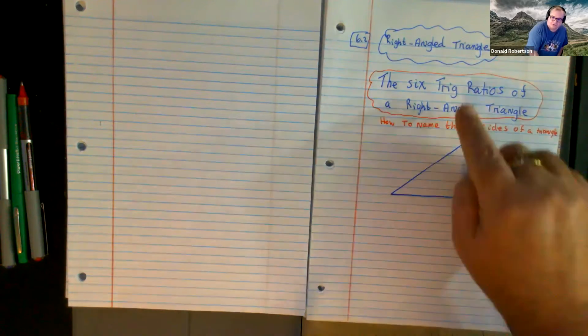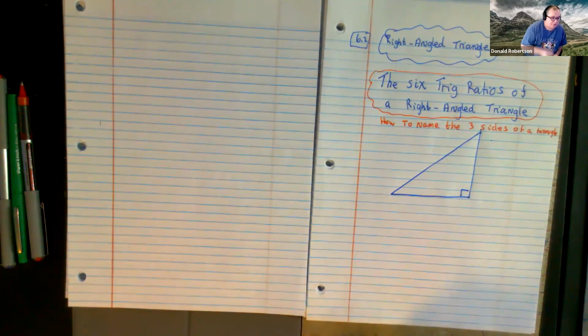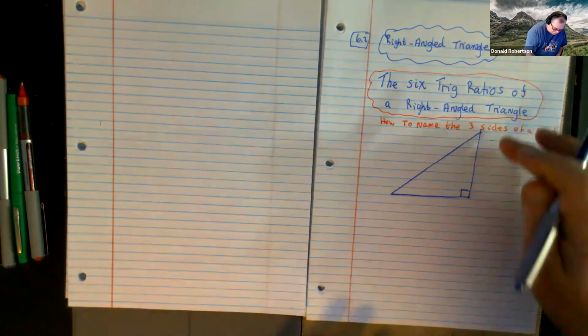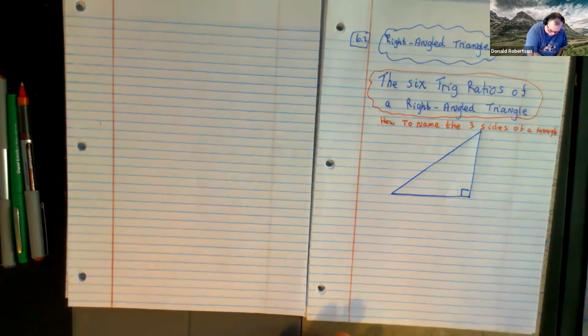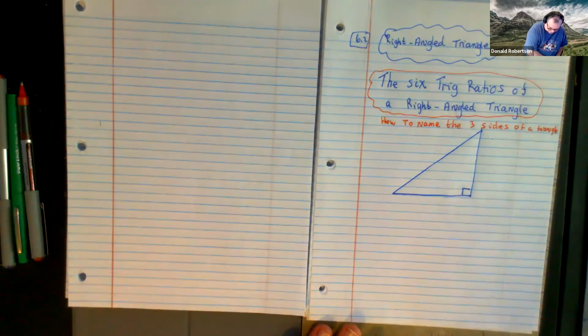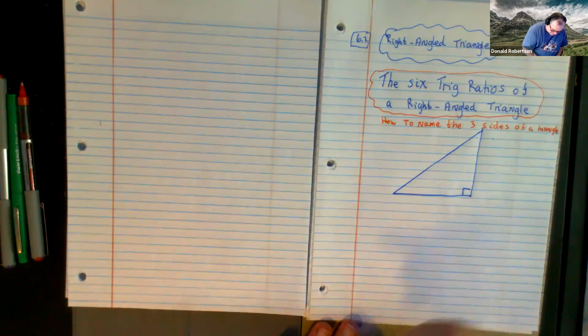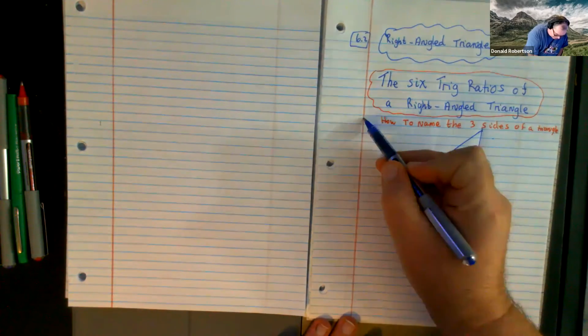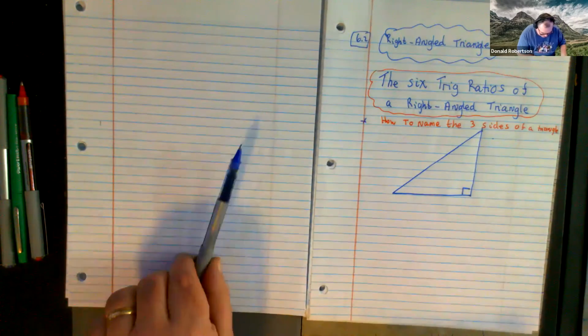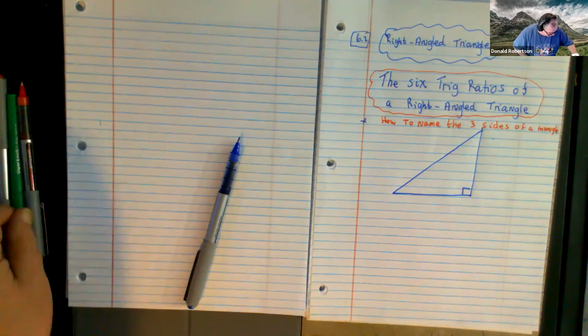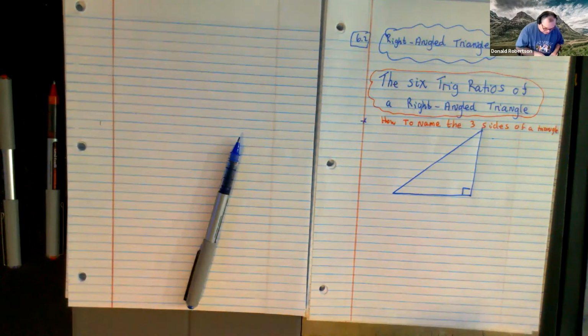Okay, so 6-2, right angle triangles is basically what it is about, and we're going to focus today on the 6 trig ratios of a right angle triangle. And to do that, we need to know this. How do you name the 3 sides of a right angle triangle? The 3 sides are called opposite, adjacent, and hypotenuse.